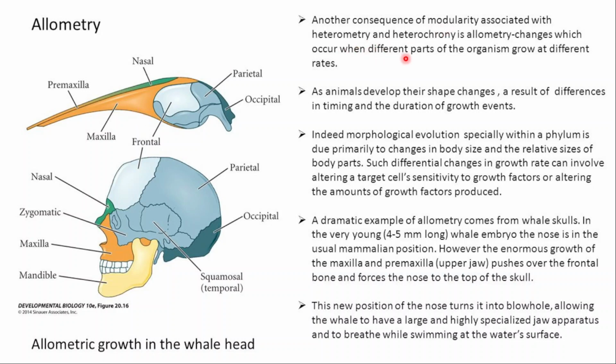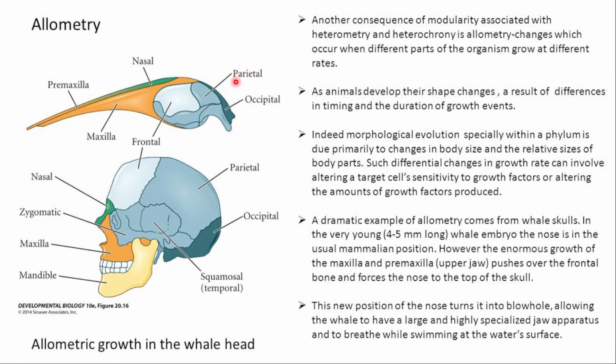Allometry occurs when different parts of the organism grow at different rates. So this has a different rate of growth than other bones of the skull. As animals develop, their shape changes, a result of differences in timing and duration of growth events. So allometry is a combination of heterometry and heterochrony. Heterochrony is the time of gene expression, and what is the duration of the gene expression, changes in that. Heterometry is the amount of gene expression. So the amount of growth and the time of growth is different, and the duration of the growth is also different.